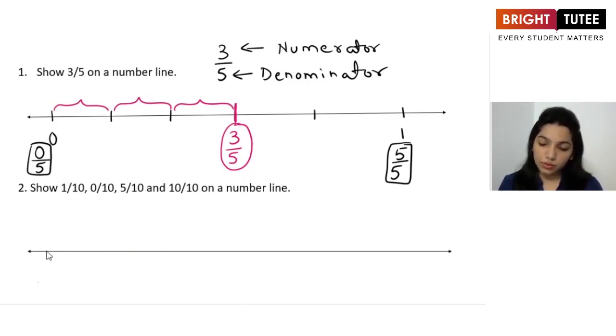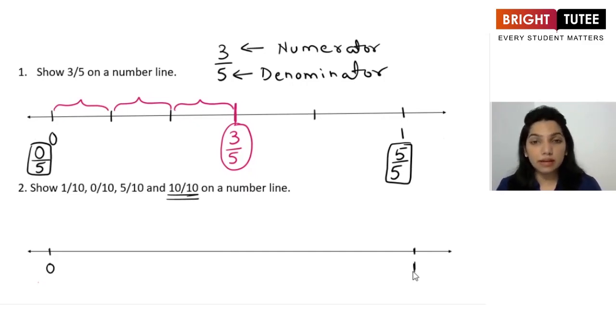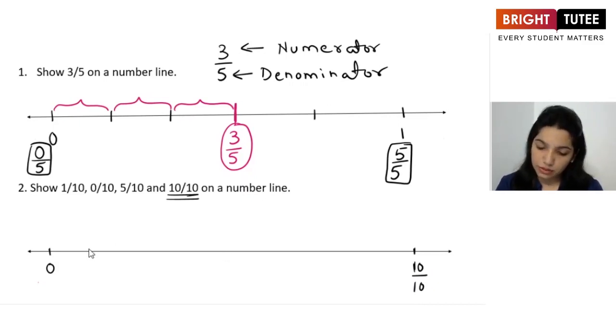Okay. So here again starting from 0. Why? Because clearly what we see that 1 over 10, 0 over 10, 5 over 10, they are all less than 1. And the last number which is given, that is 10 over 10, is nothing else but 1. A number divided by itself gives the answer as 1. So instead of 1, let us write 10 over 10. Okay. Now let's divide this into 10 equal parts.